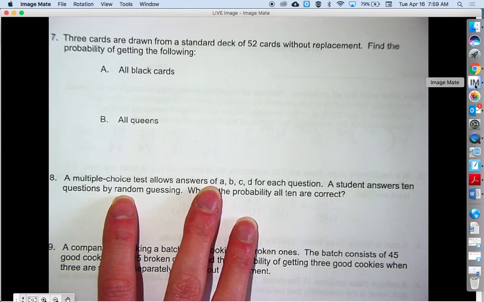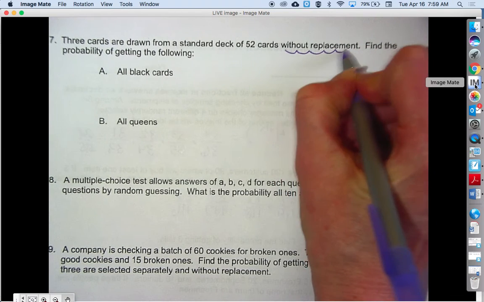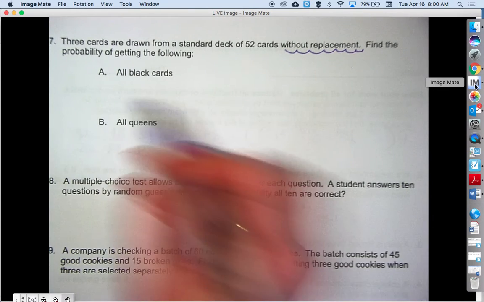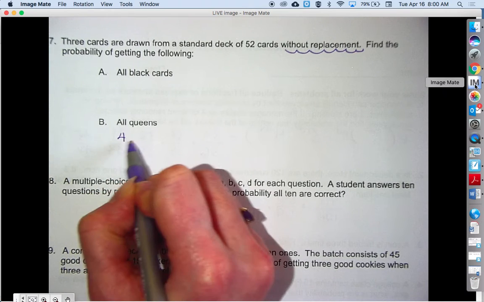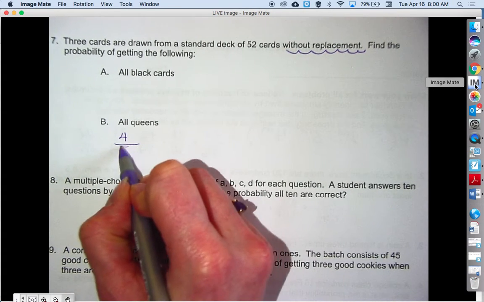So 3 cards are drawn from a standard deck of cards without replacement. It says find the probability of getting the following. So all of them are queens. So we have 3 cards, Holly. How many queens are in a deck of cards? 4. So the probability of getting a queen, if 1 card is drawn, would be 4 out of 52.